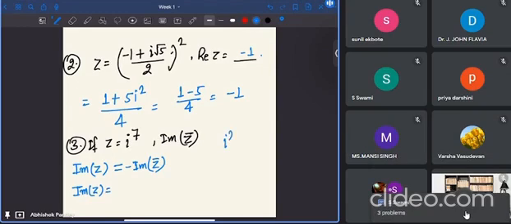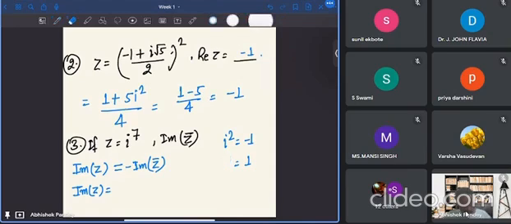As we know, i square equals minus 1. So again i square squared will be 1, so i to the power 4 is 1. Now i to the power 6 will be minus 1. So i to the power 7 will be minus i. Okay, so the imaginary part is minus 1. So the imaginary part of z is minus 1, and the imaginary part of z bar is 1.